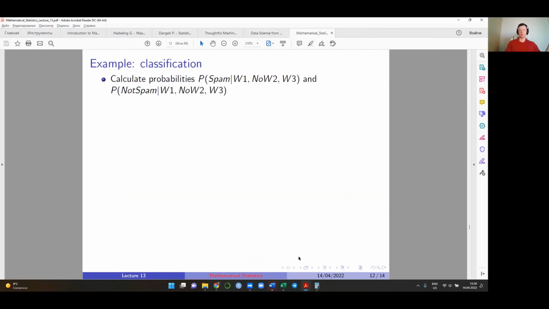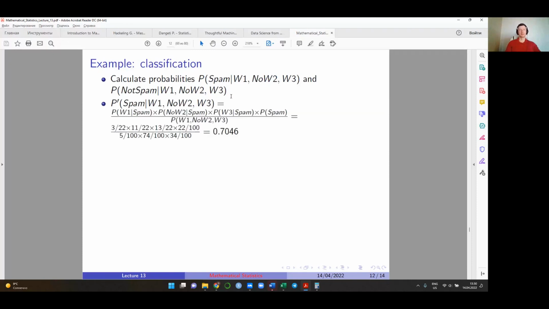So we compute these conditionals, and then, in order to classify our email, we need to compute these conditional probabilities. What is the probability that an email is a spam given W1, no W2 and W3, and what is the probability that this is not a spam given W1, no W2 and W3. So yeah, it doesn't look very nice. Look, I put here P prime. You will see why. This is not an exact probability because of our assumption about the independency. So we assumed an independency, and therefore this is not going to be the correct probability.